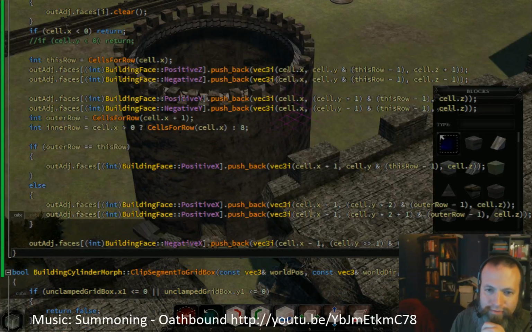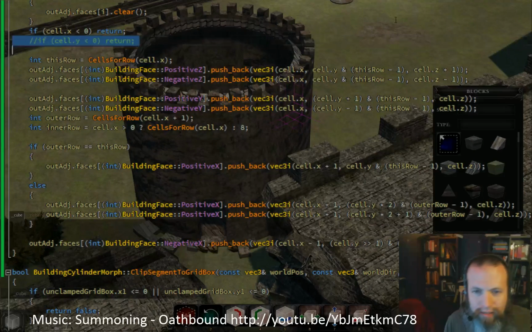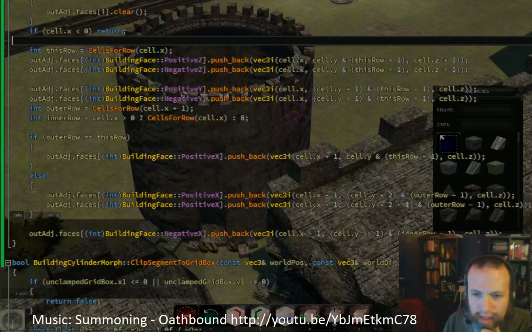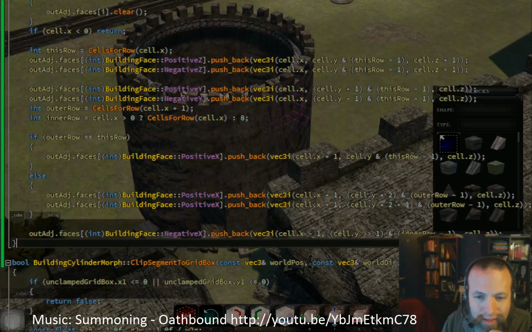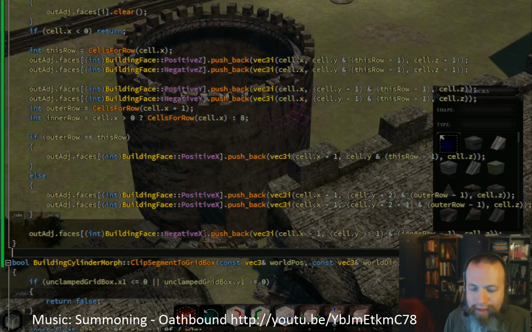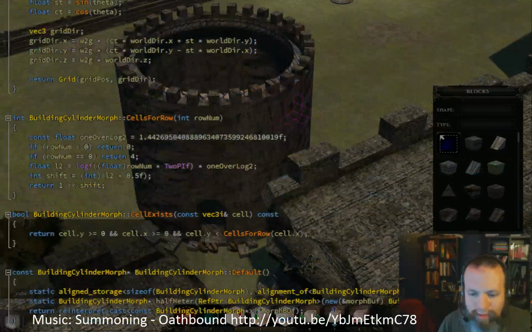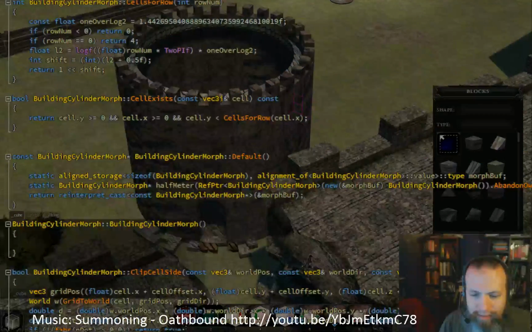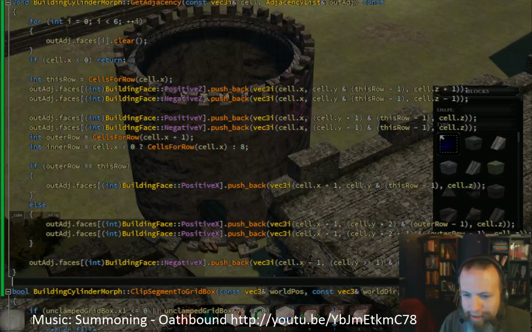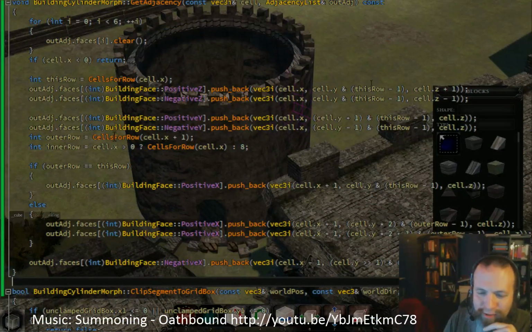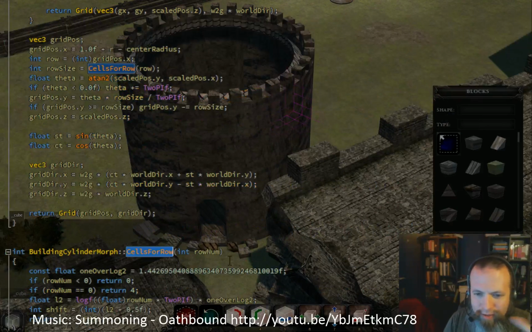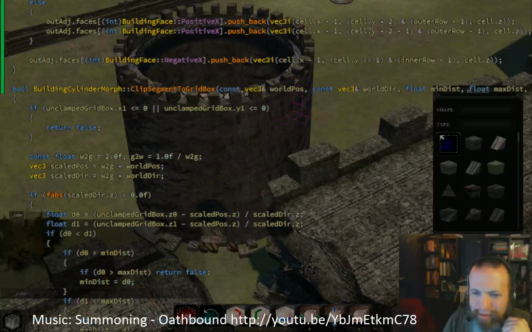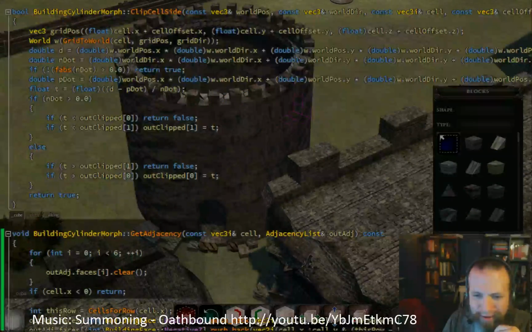And now we've given it a full list of cells, what is adjacent to what in the cylinder. And that's all laid out. So, now that we have this way where our cylinders, or our various morphs, can say what cell is next to what cell, and this, by the way, is very not optimal. Cells for row is coming in here, it's doing logarithms, it's doing floating point math, and that could be greatly improved, but we'll worry about that later.